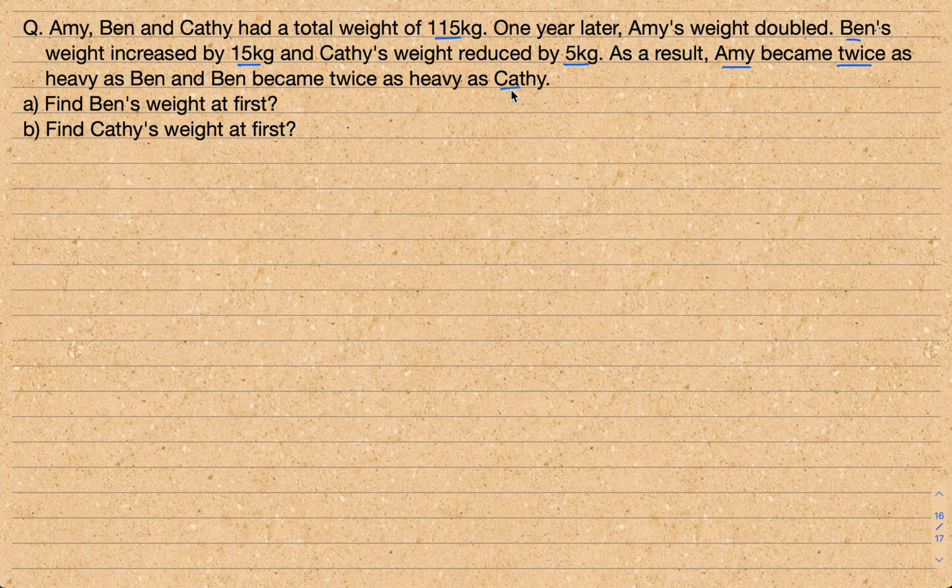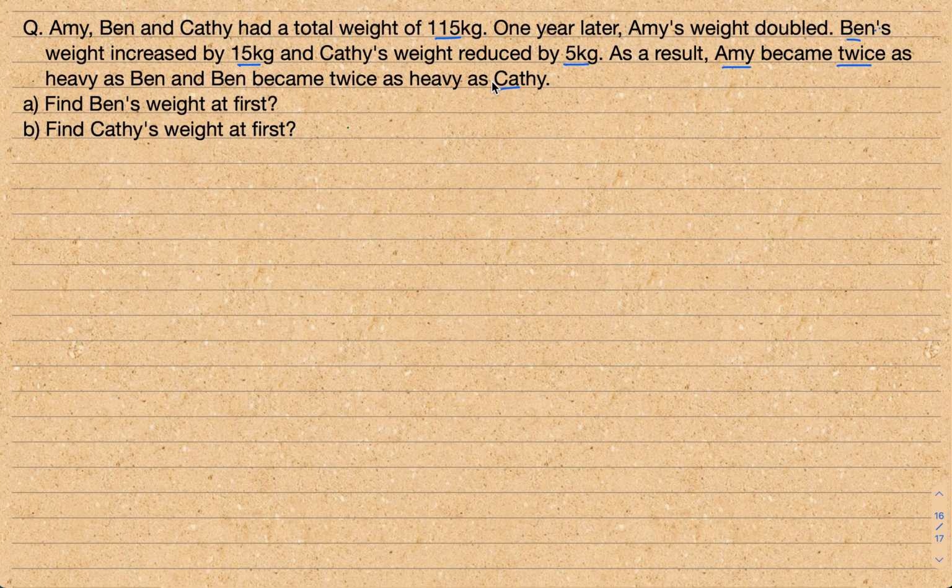So who is the lightest? Of course, Kathy, because she is only half of Ben. And then who is the heaviest? Emmy, because Kathy is half of Ben, and Ben is half of Emmy, right? So how do we solve this question? These kind of questions can easily be tackled by drawing the model, right?